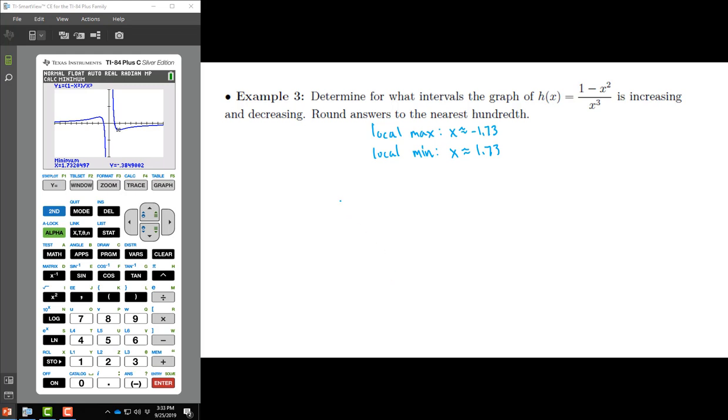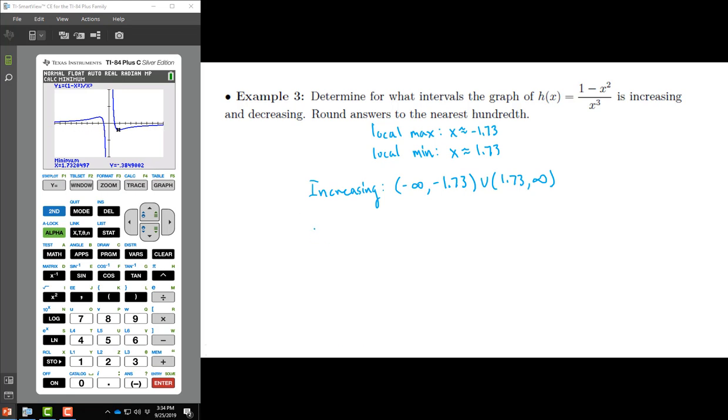All right, so when I write out my intervals, I am increasing, well, I'm clearly increasing from negative infinity up to that local max of negative 1.73. And then I'm increasing again from that local min of 1.73 up to infinity, because it's definitely getting bigger there, just as over here I was getting bigger.